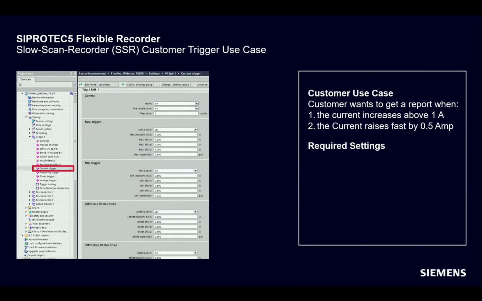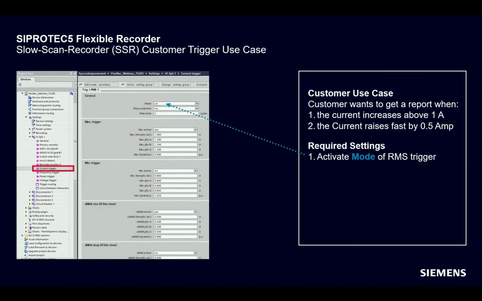Let us assume the following customer use case. The customer wants to get a report when the phase independent RMS value of current increases above 1 amp, or when the current rises very fast by 0.5 amps. That rise should be detected without crossing the 1 amp upper limit. That means the magnitude in relation to a time span needs to be monitored. This is a so-called DMDD or gradient trigger. Let us do the required trigger settings step by step.